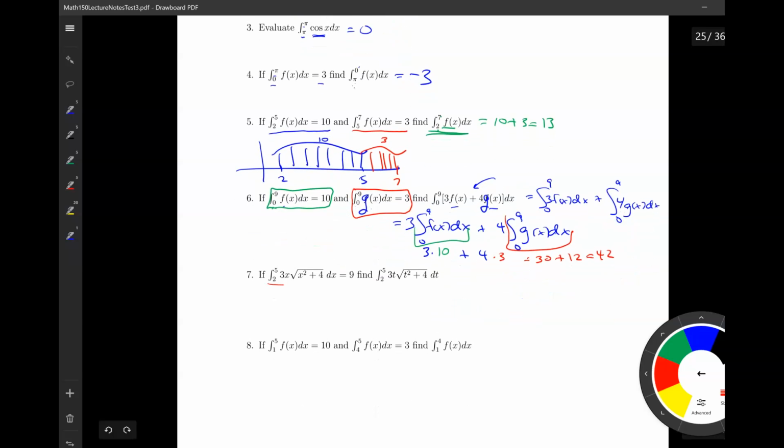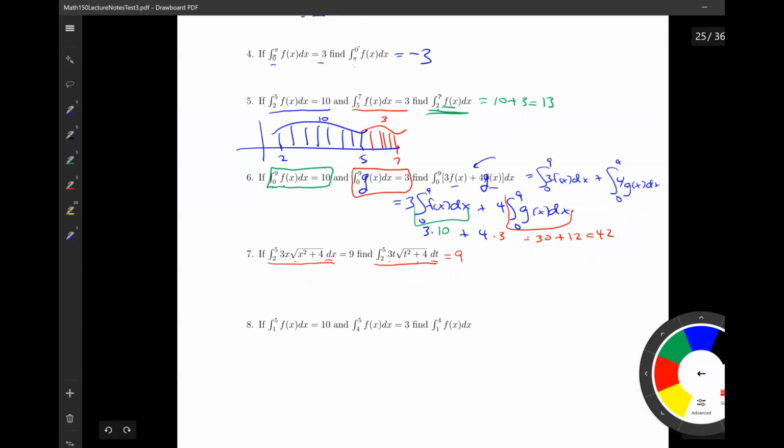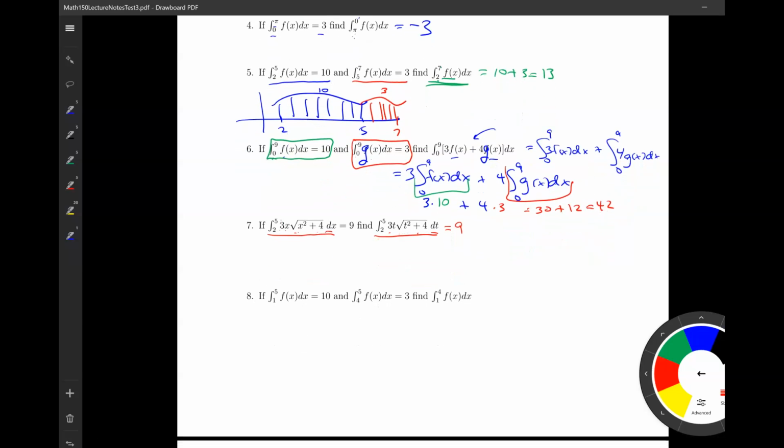So comparing this statement with this statement. 2 to 5, 2 to 5, 3x, 3t, square root of x squared plus 4, square root of t squared plus 4, dx, dt. Nothing is different except for a letter. So this is the exact same integral. So it's going to give us the exact same answer.